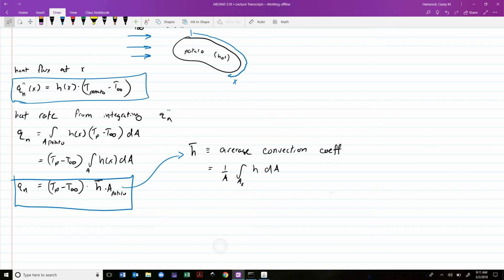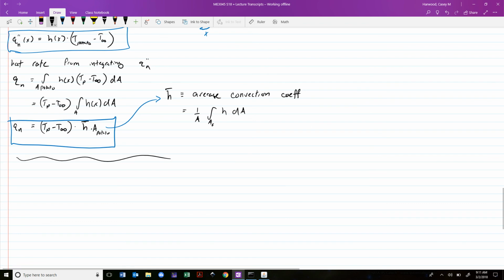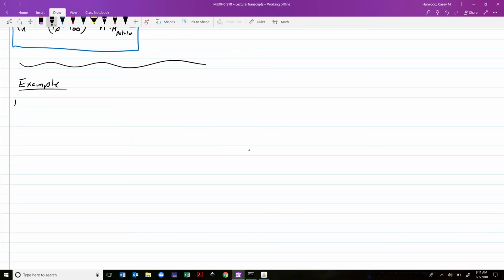So let's put this into play. Let's say that we have, as an example, flow over a rough flat plate, and experiments performed on this have determined that from experiments we know that h as a function of x is modeled by a times x to the negative 0.1.